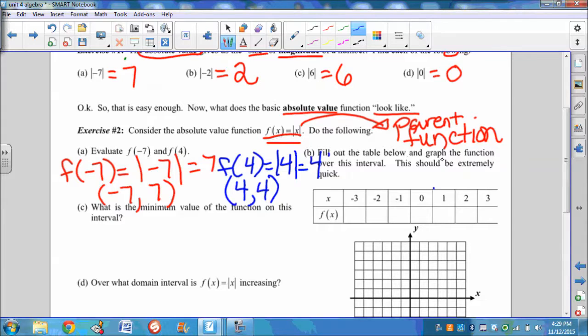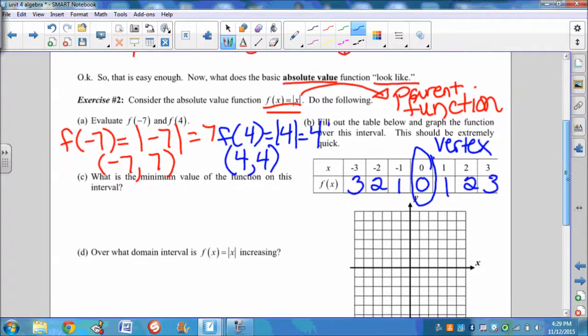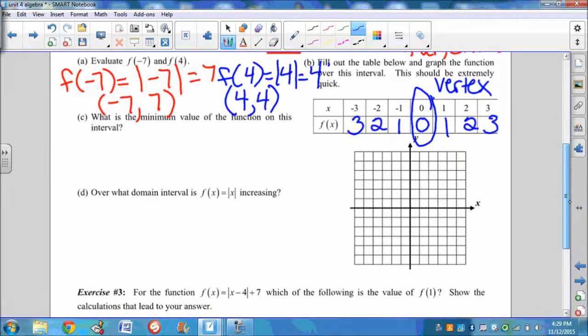It says fill out the table below over this interval. This should be extremely quick. Remember, we're putting all these input values into this absolute value function. If we think about it, these are all distances from 0. You should start to see that pattern occur, that symmetry, around this point right here. And this is the vertex of our graph. We'll see what that looks like in just a second.